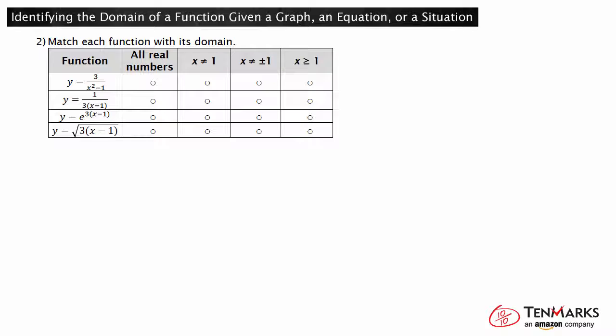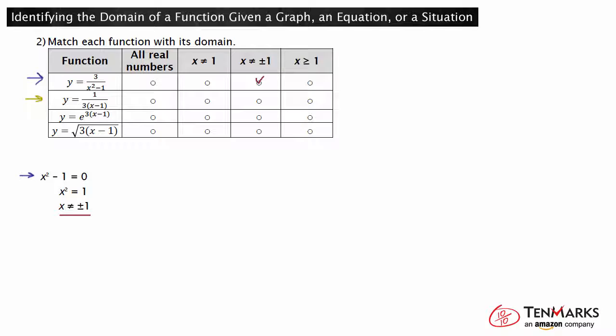We'll start with the first function. This function is a rational function, which is not defined when the denominator is 0. Setting the denominator equal to 0 gives x squared minus 1 equals 0. Adding 1 to both sides results in x squared equals 1. And taking the square root of both sides gives x equals plus or minus 1. Therefore, the function is undefined when x equals plus or minus 1. So the domain of the function is x does not equal plus or minus 1.